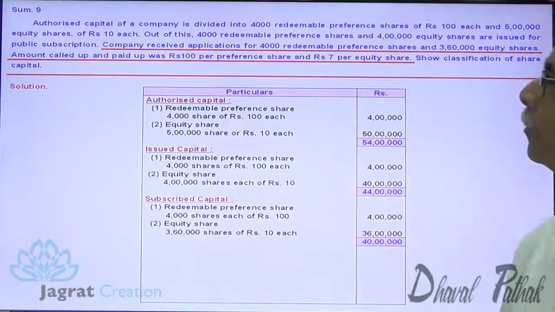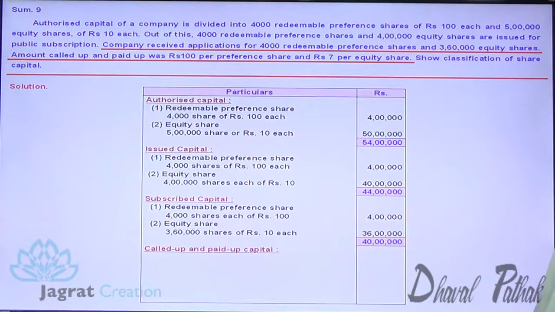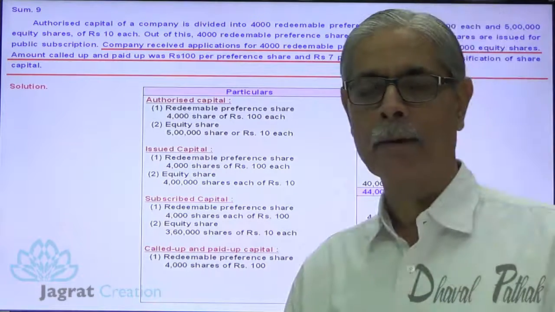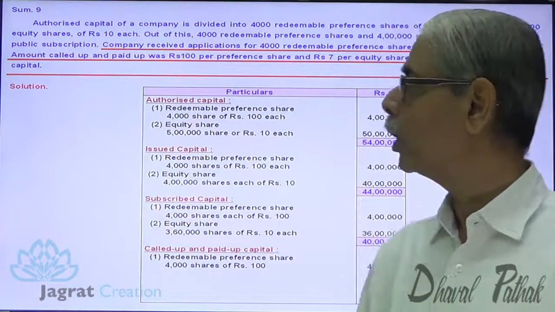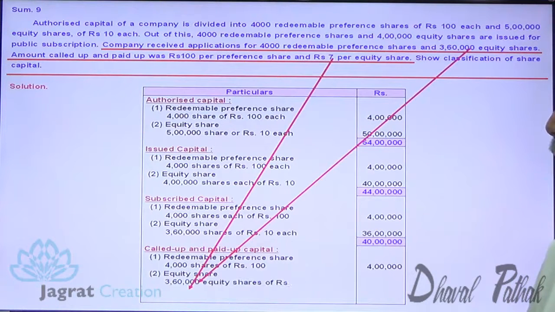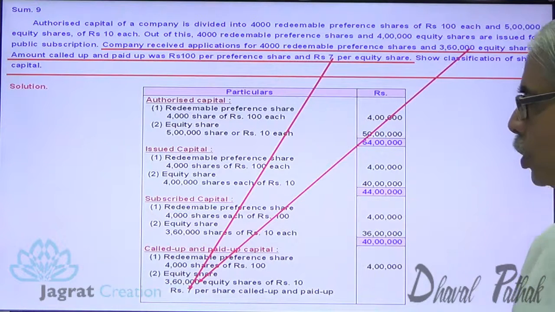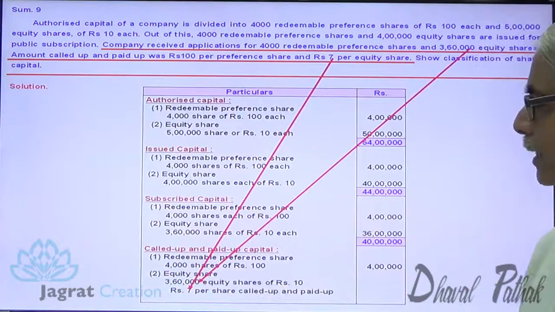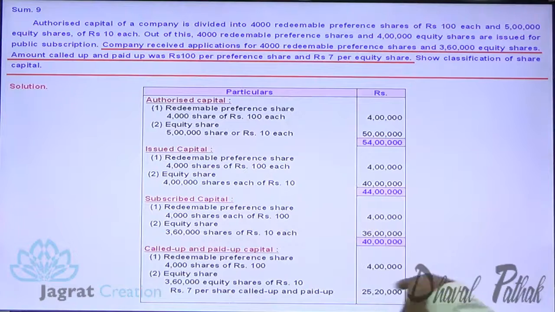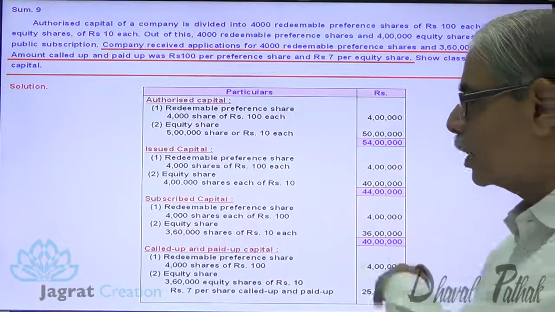Now, next, how much is called up? On preference shares, the full amount is called up and it is paid up. So 4 lakhs is the called up and paid up capital. And for equity shares, 7 rupees per share has been called up and paid up. So 3,60,000 shares at 7 per share is called up and paid up. So 25,20,000 is the called up capital.